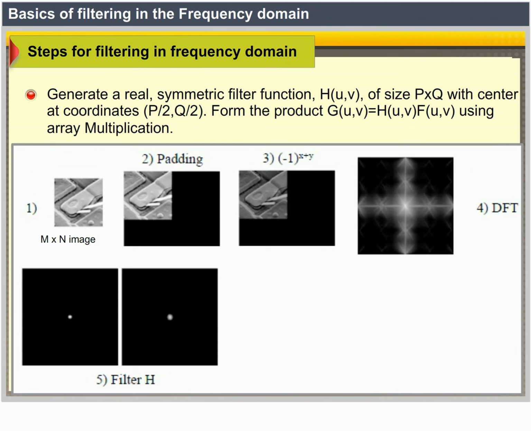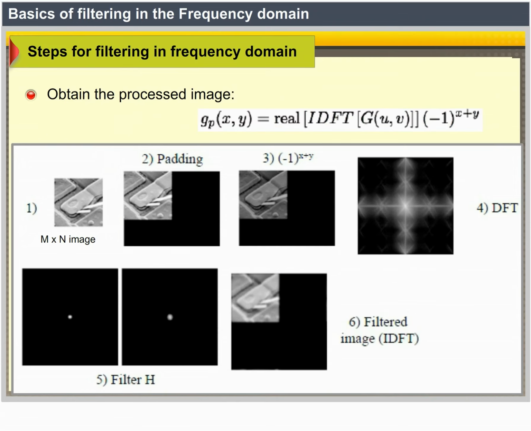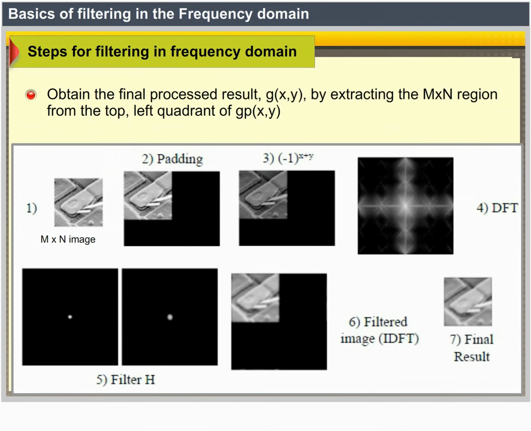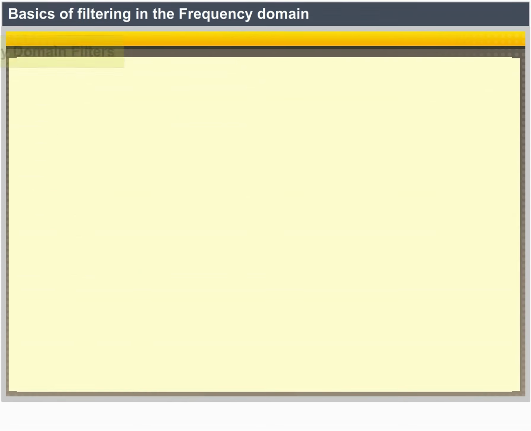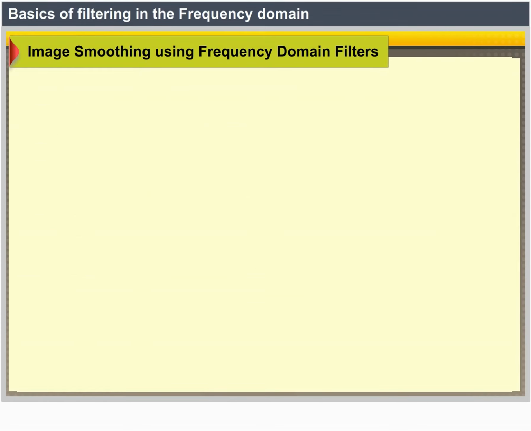Form the product G of u, v equals H of u, v times F of u, v using array multiplication. Obtain the processed image as per the equation shown. Obtain the final processed result g of x, y by extracting the M by N region from the top left quadrant of gp of x, y. Image smoothing using frequency domain filters.